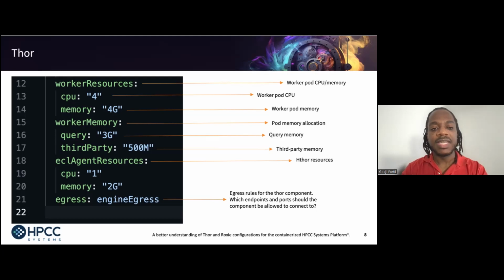After that, we have the ECL agent resources, which is similar to worker resources, where we have the CPU and then followed by the memory. And last, we have egress. Egress is basically the network rules for the Thor component, where we say which endpoints or ports the component should be allowed to connect to.